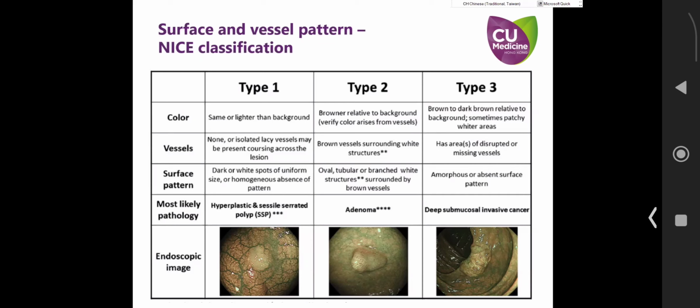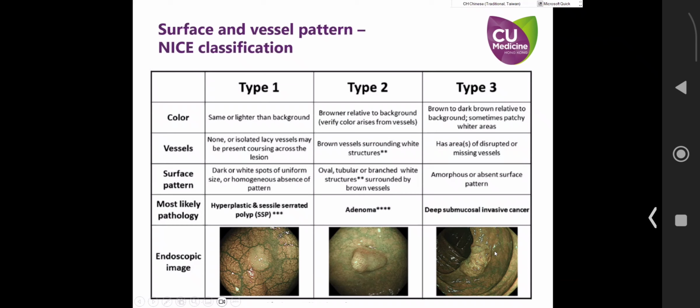I'm sure you all know this already. This is the NICE classification in the colon. So classically, it distinguishes three types of lesions. On your left are the lesions that look very whitish on the NBI, because it is actually signifying more the hyperplastic polyps. So essentially the color and also the vessel patterns will help us to differentiate.